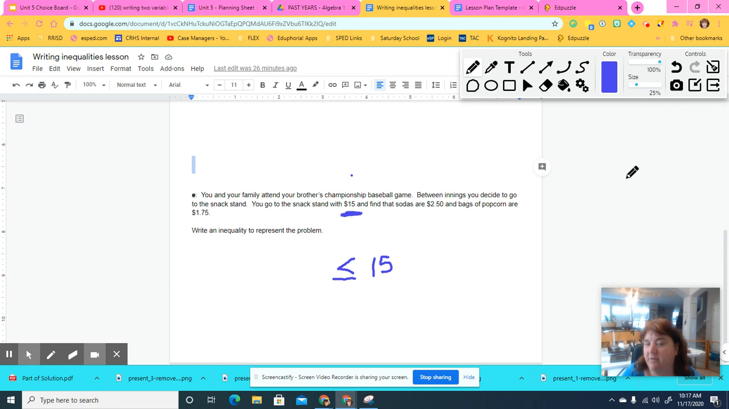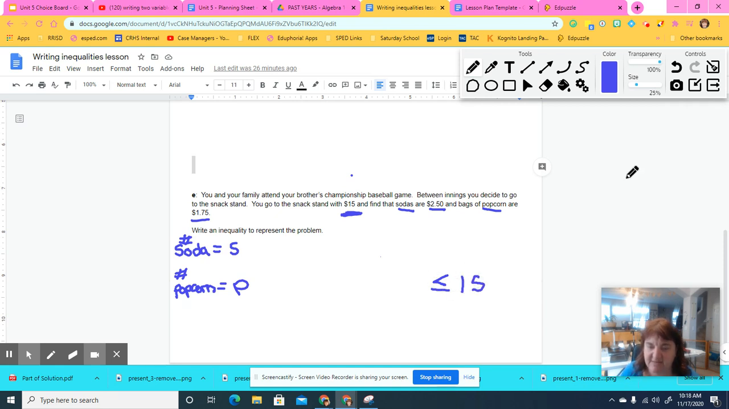Let's identify what our variables are. Sodas are $2.50, so the number of sodas is going to equal S. And popcorn is $1.75, so the number of popcorn is going to equal P. So now we can write it, okay? I'm going to move this over just a little bit so we can write this better. Okay, so less than or equal to $15.